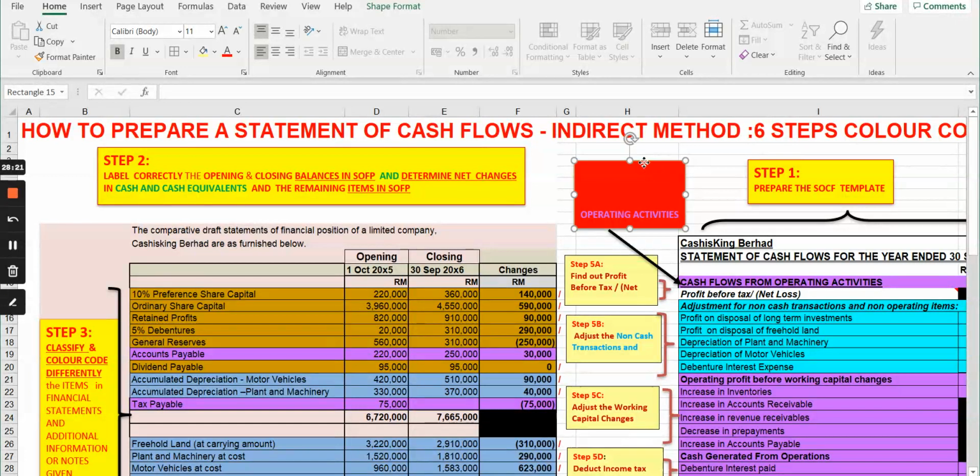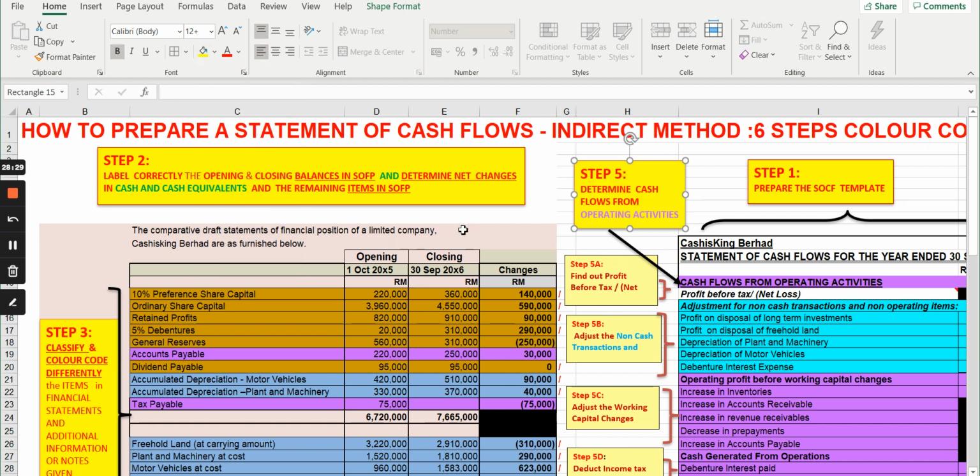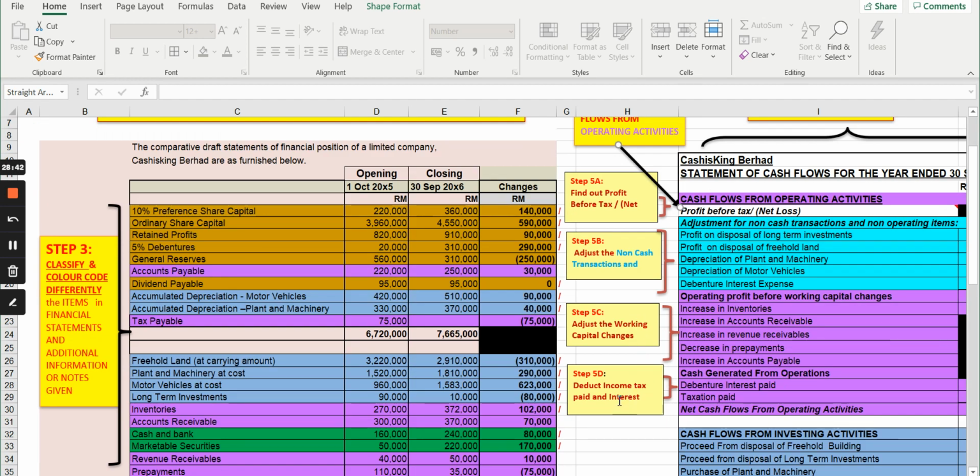Step 5 is this, where you are trying to find out the cash flow from operating activities using the indirect method. So step 5 will start off with this item, which is to find out profit before tax. As we go along, we will find that. But now we have done this part. We're now doing the adjustment for working capital. We are done already with step 5B, which is the adjustment for non-cash transaction and non-operating item.